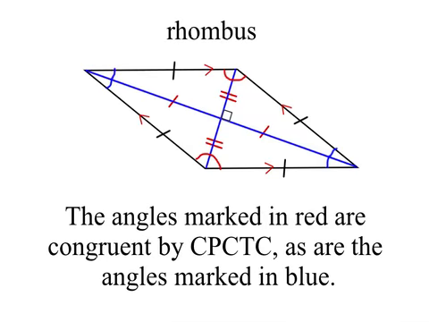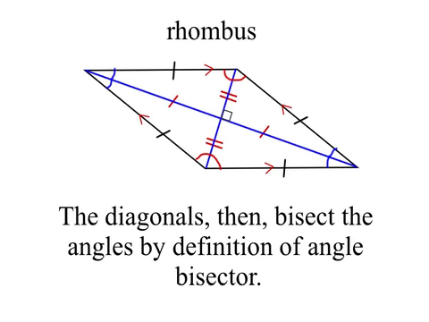And also, because of corresponding parts, we can mark the other 2 angles of each of the 4 triangles as congruent. Each triangle has a red angle, congruent to the red angles marked in the other 3 triangles, and each triangle has an angle marked in blue that's congruent to the other 3 angles marked in blue. And then if you look to see how the angles are positioned, you can see that the diagonals bisect the angles of the rhombus by definition of angle bisector.